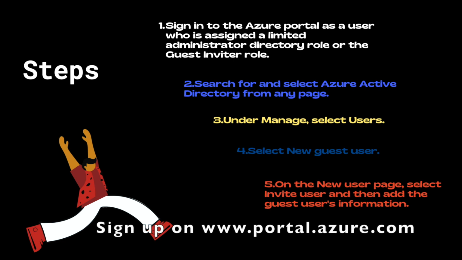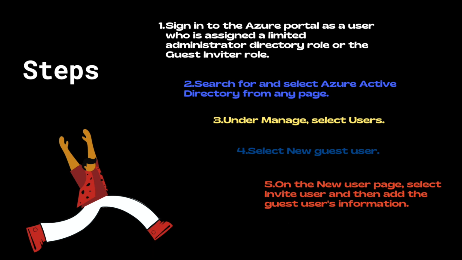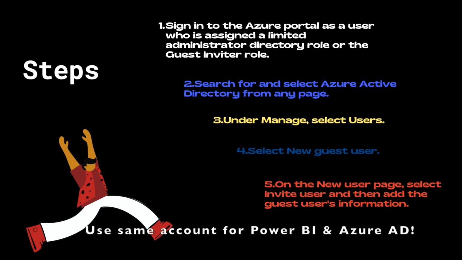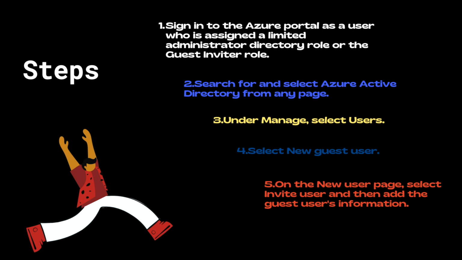You just need to log in to portal.azure.com and over there you can set up your account. But make sure you do this using your workplace or school email address if possible. And also make sure it's the same account that you are using to operate your Power BI account. That is very important. The second step would be to search for and select Azure Active Directory from any page. Third, under Manage, select Users. Fourth, select New guest user. And lastly, on the new user page, select Invite user and then add the guest user's information. That's all we need to do, and that's all we are going to do today.